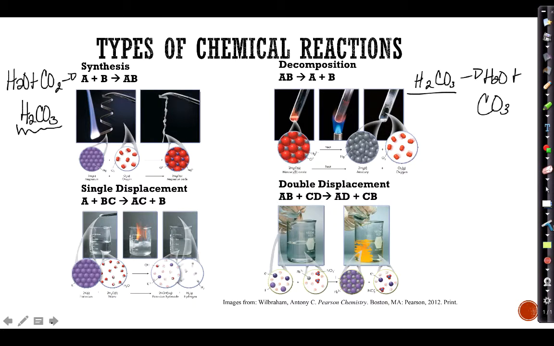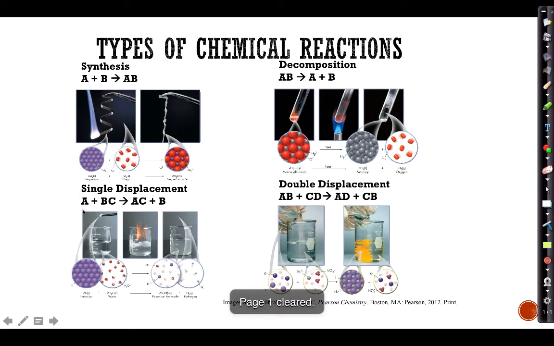A single displacement or single replacement would be if I take a piece of metal or an element and then I basically switch it with another element in a compound. So a good example of this would be adding potassium to water. I'm going to create potassium hydroxide and displace that hydrogen gas. So the A will switch places with the B, and then I'll have something by itself as a product and something by itself as a reactant.